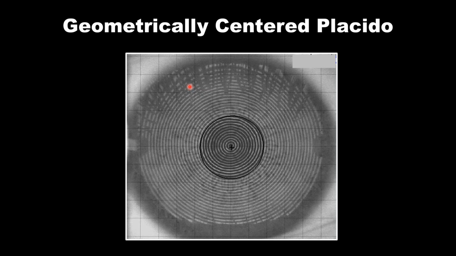Now here you see a geometrically centered topography where the rings aren't spilling onto the nasal aspect. They're about equidistant from the visible iris diameter to the last ring on this side as they are on this side. So this is what we want for EyeSpace software, this geometrically centered capture, so that when we build the lens, we're going to construct it in relationship to a well-fitting, well-centered contact lens.